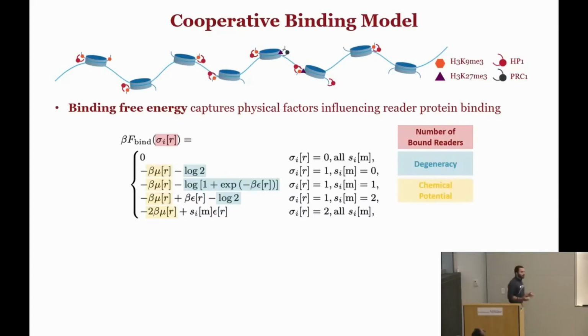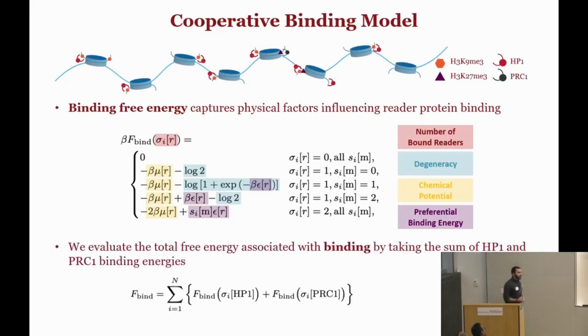We also have a bias for binding, which is given by a chemical potential, which tells us if we have more reader proteins in the nuclear environment, there's a pressure for those reader proteins to bind the chromatin fiber. And we have to take that into account when evaluating the probability of a binding state. And then lastly, we have the preference for a reader protein to bind its respective mark. So we can evaluate for any configuration a total binding energy given by the sum of the binding energies for HP1 readers and PRC1 readers at each nucleosome i.